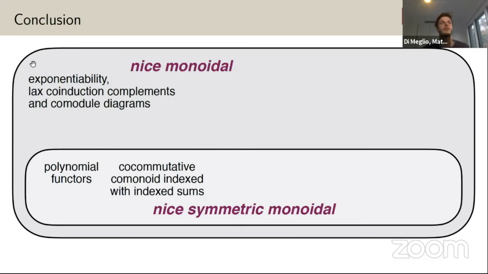I also briefly mentioned the notions of exponentiability and lax co-induction complements. And I told you about these co-module diagrams, which are a nice way of thinking about these things. And then I defined a more general notion of polynomial functor in this setting of symmetric monoidal categories.